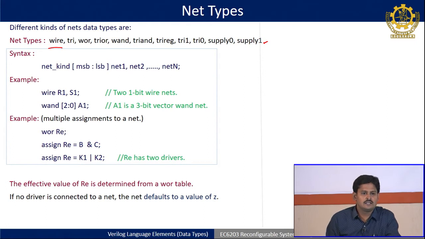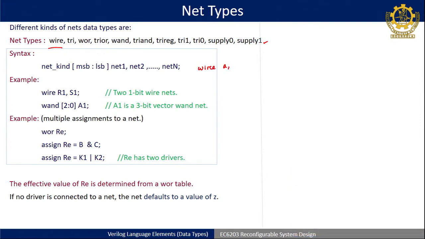As the syntax indicates, till now you have just seen that we write wire a, b. This is a single-bit wire. Similarly, we write wire [1:2] c. So it is a 2-bit wire. Wire is nothing but a physical connection between two modules or two structures.